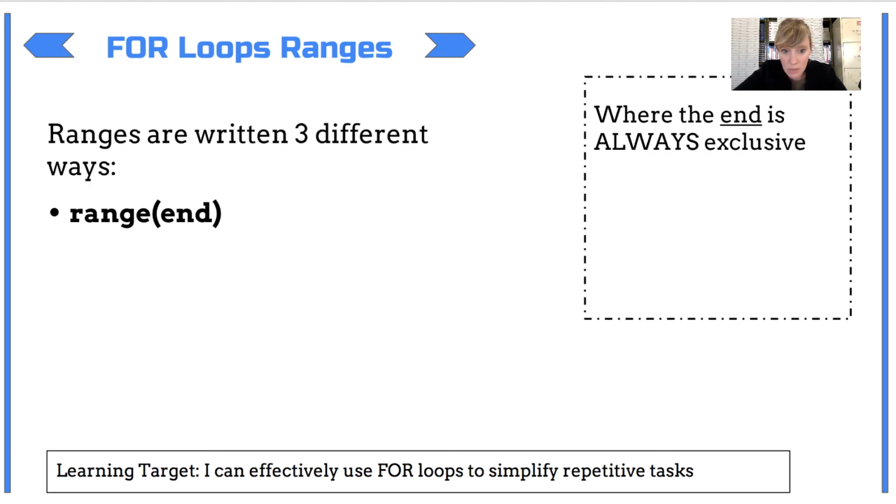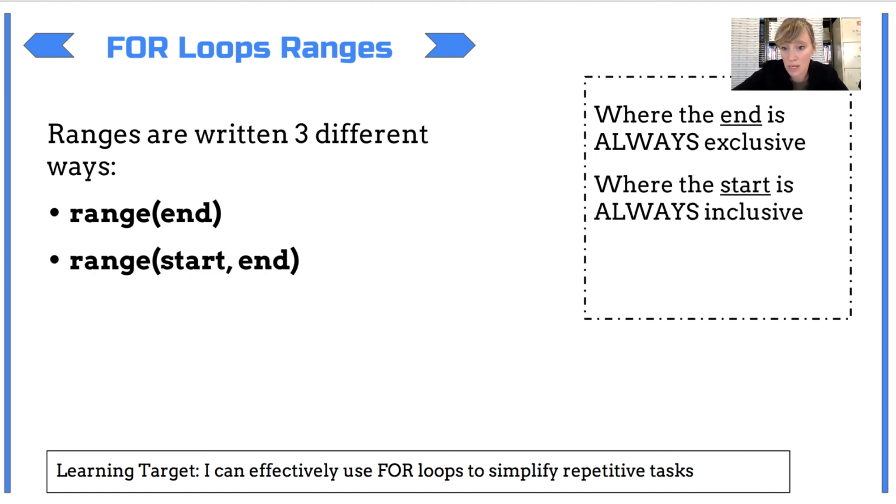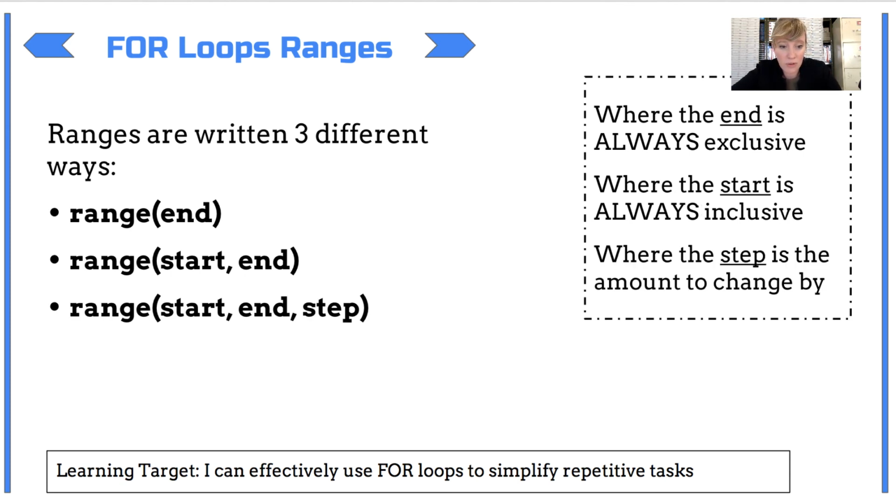So if you have a single number here, then that number will indicate the end of your range that you want. So for i in range 5 means that the loop runs 5 times. If you have 2 numbers, the first number indicates the start and the second number indicates the end. And notice that the start is always inclusive, meaning it's included, and the end is always exclusive, meaning it's not included. If you have 3 numbers, the first number is the start, the second number is the end, and the last number is the step or the change by number. And if it's negative, it means that it will subtract that number. If it's positive, it will add that number each time.